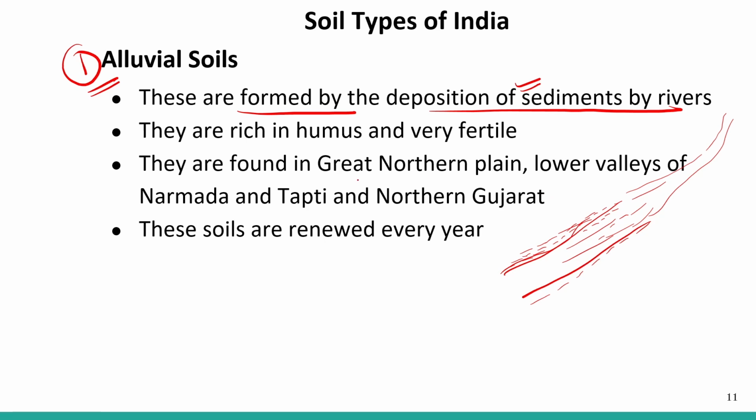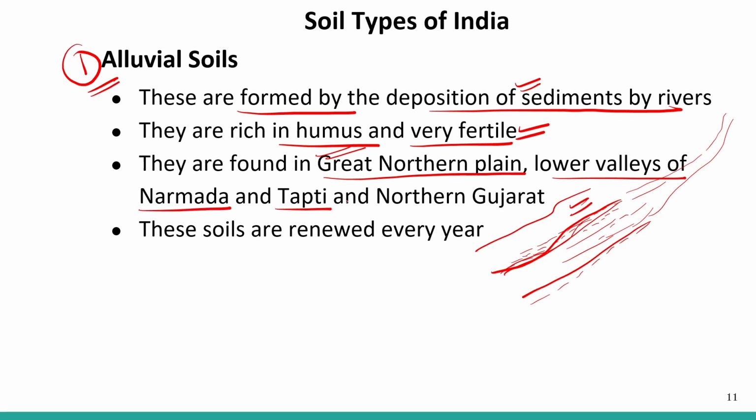Okay, so they are rich in humus and they are very, very fertile. That is why the banks of the river are always used for cultivation of crops. They are found in the Great Northern Plain, the northern part of India, the lower valley of the Narmada and Tapti, and the northern Gujarat region, which have lots of alluvial soil.